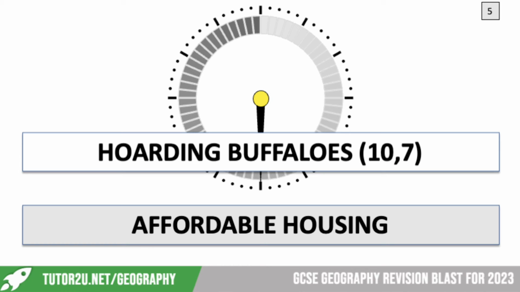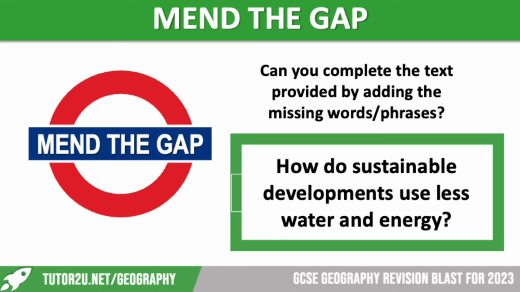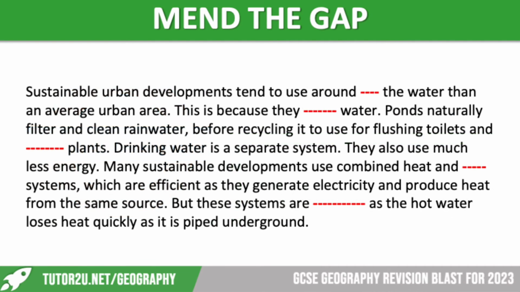Right, let's move on to a Mend the Gap activity. One of the key features of sustainable urban environments is that the developments use less water and energy. But how do they do that? Okay, we're going to do a Mend the Gap activity. So you just need to complete the text provided by adding the missing words. Let's have a look at that text.